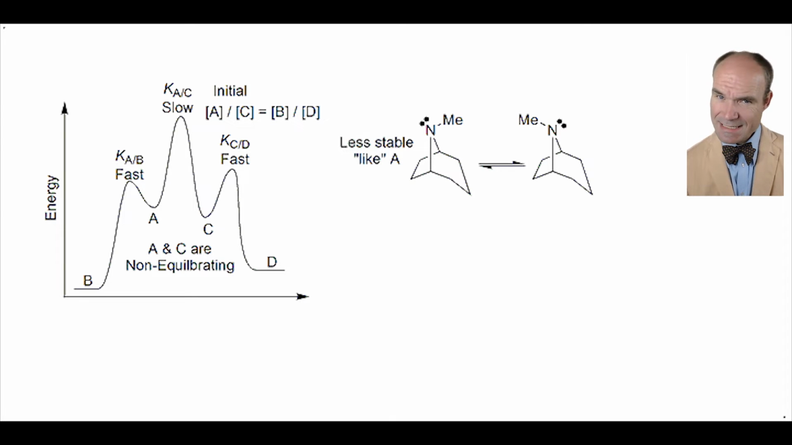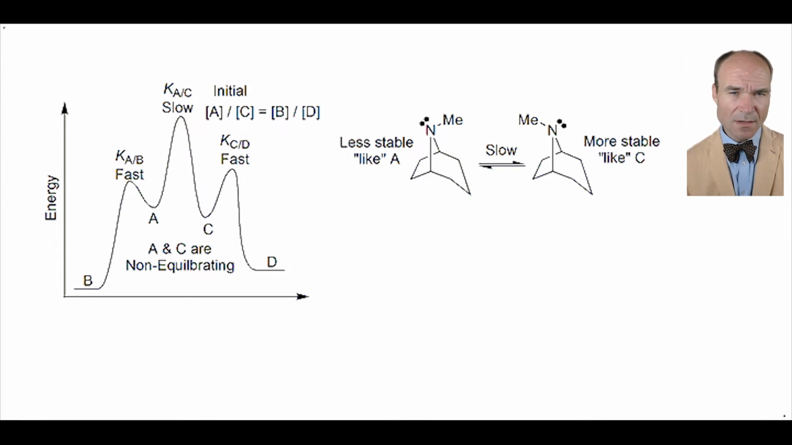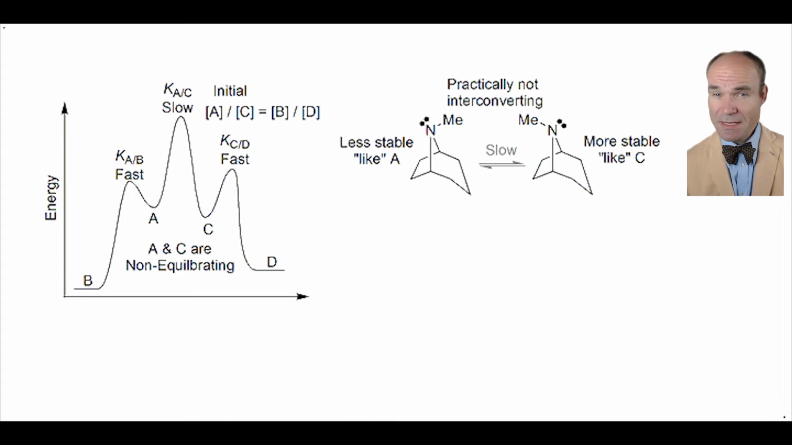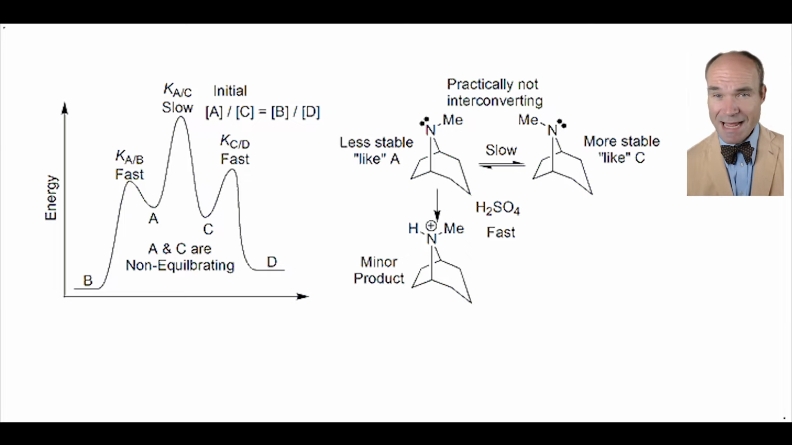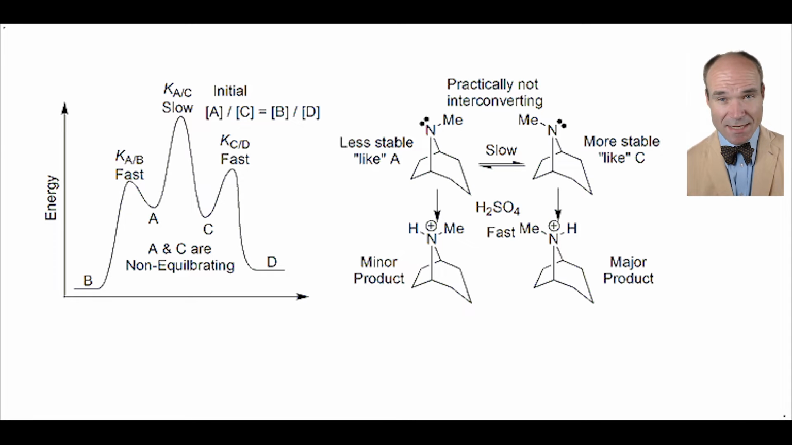One is less stable, similar to A in the generic case, whilst the other is more stable, like C. The two isomers, practically speaking, do not interconvert. It's as if they were isolated from each other. When exposed to sulfuric acid, the amines are comparatively rapidly protonated to become ammonium ions. The minor product comes from the less stable, least abundant isomer, whilst the major product originates with the more stable, more abundant isomer.